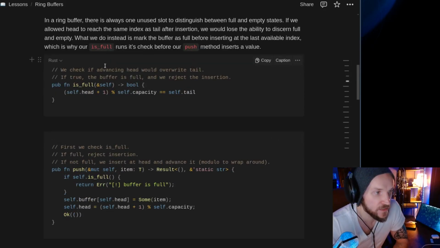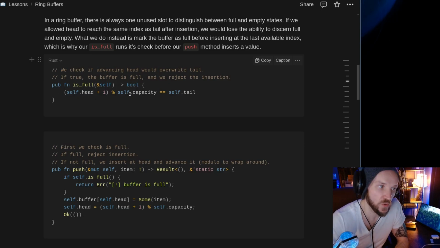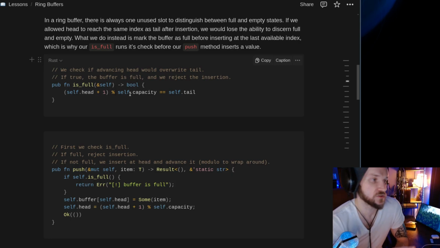Here is the code we're going to implement to test if the ring buffer is full. We check if advancing the head would overwrite the tail. If it's true, the buffer is full, and we reject the insertion. You see here, we advance the head, do a modulo on capacity, and check if that equals tail. I'm going to save the explanation for when we start talking about modulo, and it'll be clear.